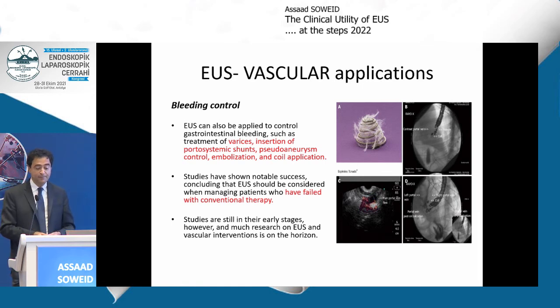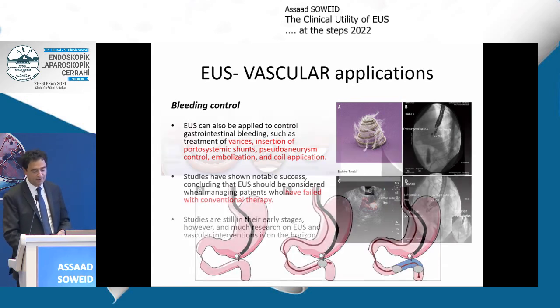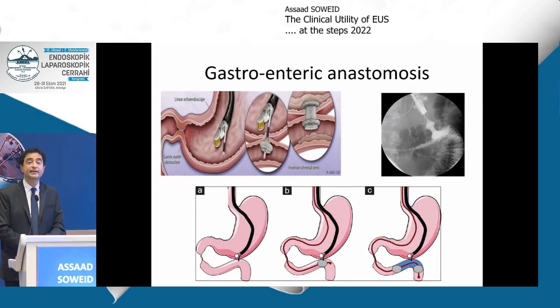Evolving vascular applications, which is very interesting. We were thinking that putting a needle inside a vascular structure is contraindicated. Well, there is data on using EUS to help us place coils or treat gastric varices and other forms of treatment. This is pseudoaneurysm embolization with coiling, but instead of from the outside or intravascular, it's through an EUS-guided technique. And the latest kid on the block is the gastroenteric anastomosis.